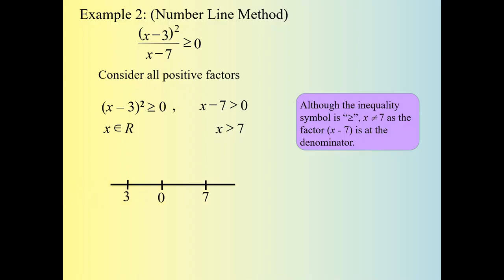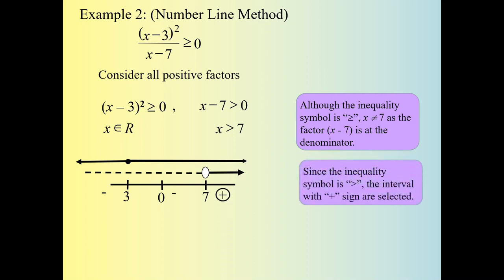So the number line is drawn, 3 and 7. For x equal to any number on the number line, it is denoted by a solid line. For x greater than 7, it is represented by a solid line and the tail is a dotted line. So for the interval less than 3, positive divided by negative is negative. From 3 to 7, positive divided by negative is negative. For x greater than 7, positive divided by positive is positive.